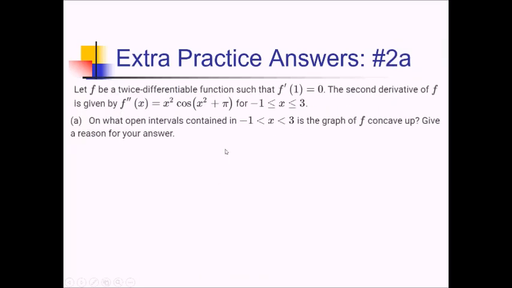On this calculator-based free response problem, we're given a twice differentiable function f such that the first derivative at 1 is 0, and the second derivative is given by this formula, but only on -1 to 3. So we want to know on the open intervals contained here, on which of these intervals is our graph of f concave up. So we basically need to know where f double prime is positive. So first, let's figure out where f double prime of x equals 0, and then we'll just take a look at our graph and see where f double prime is above the x-axis.